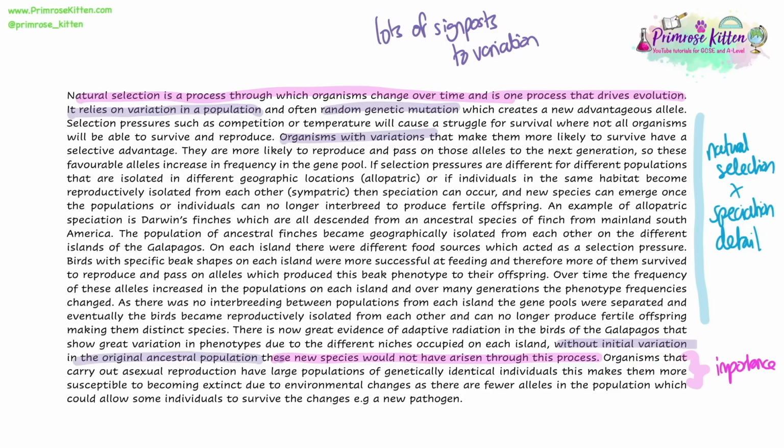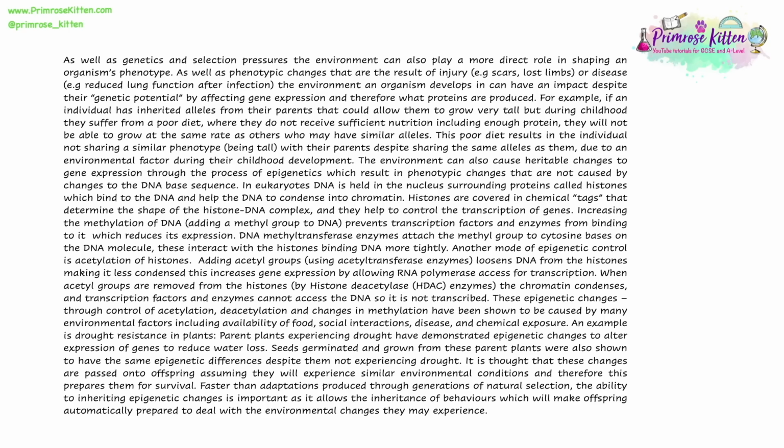There was lots of detail in here with lots of keywords, key language, again, all correct and all A-level level. As well as genetics and selection pressures, the environment can also play a more direct role in shaping an organism's phenotype. As well as phenotypic changes that are the result of injury, for example scars, lost limbs, or disease, for example reducing lung function after an infection, the environment an organism develops in can have an impact despite their genetic potential by affecting gene expression and therefore what proteins are produced.